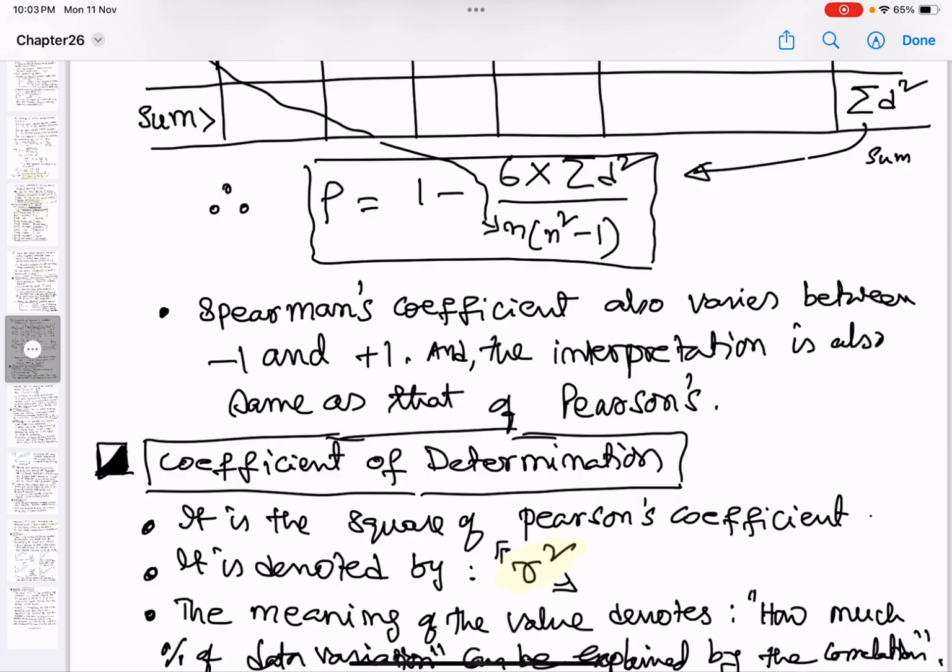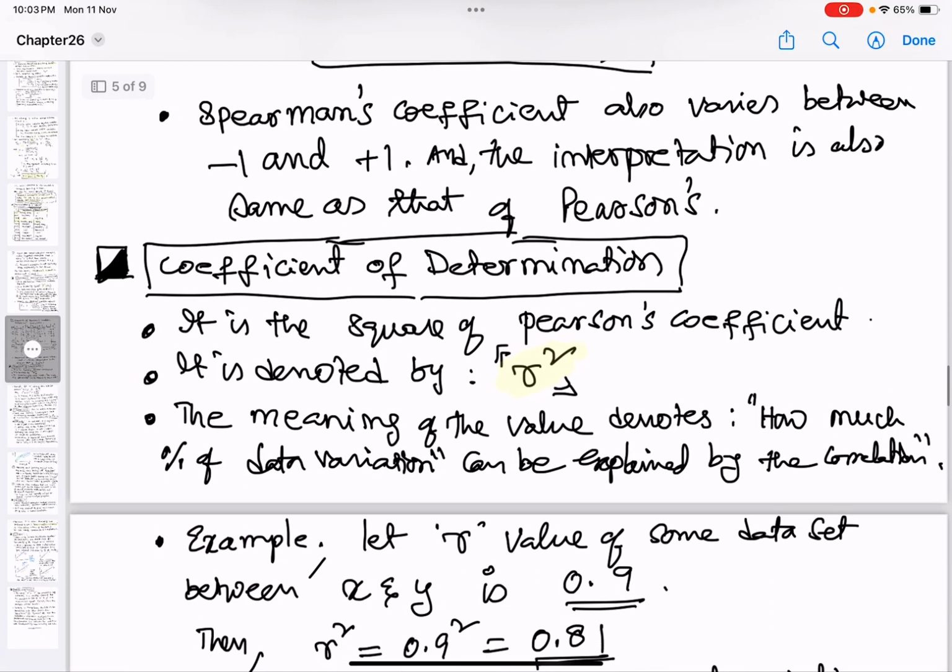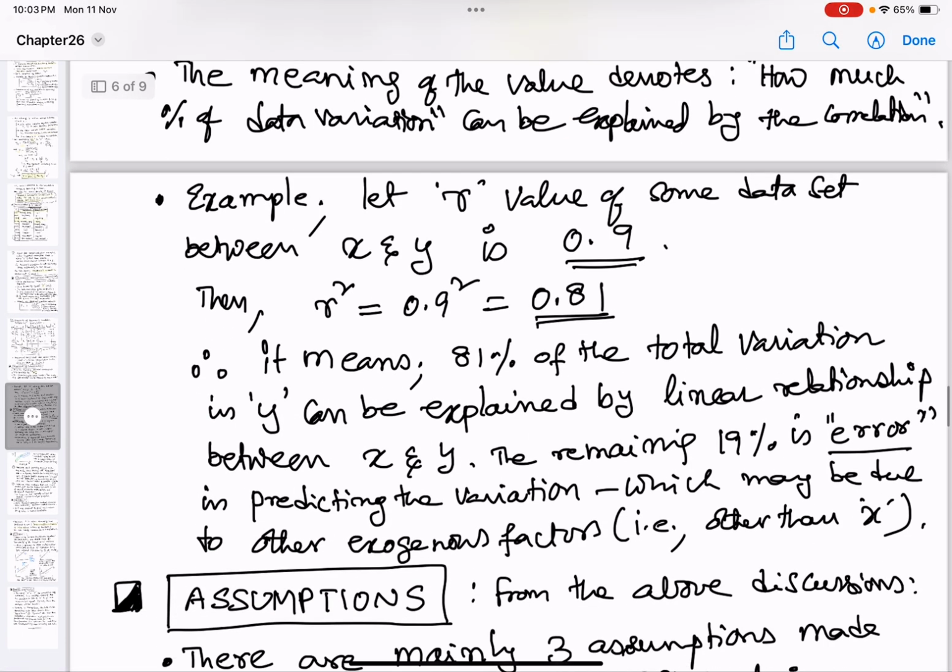So coefficient of determination, okay, we have already seen in the previous chapter, it is the square of Pearson's coefficient, and it is denoted by r square. The meaning of the value denotes how much percentage of data variation can be explained by the correlation. Example, let r value of some data set between x and y is 0.9, then r square is obviously the square of 0.9, which is 0.81.